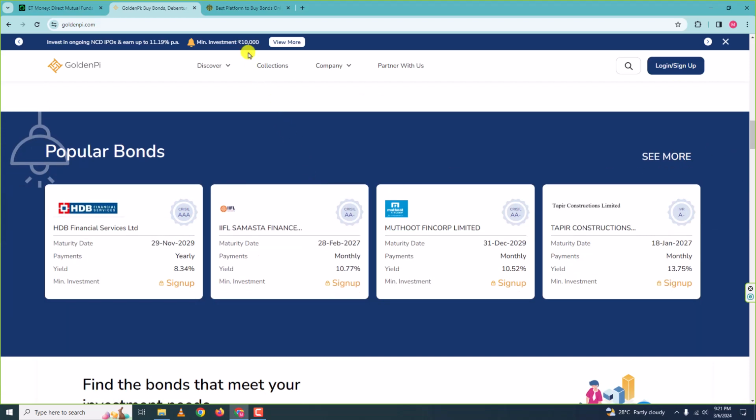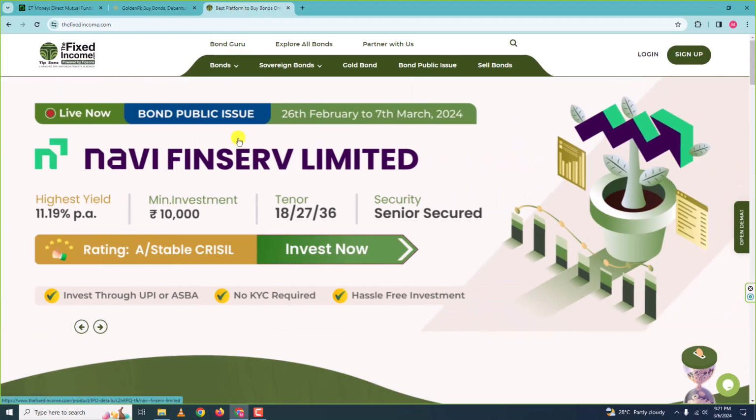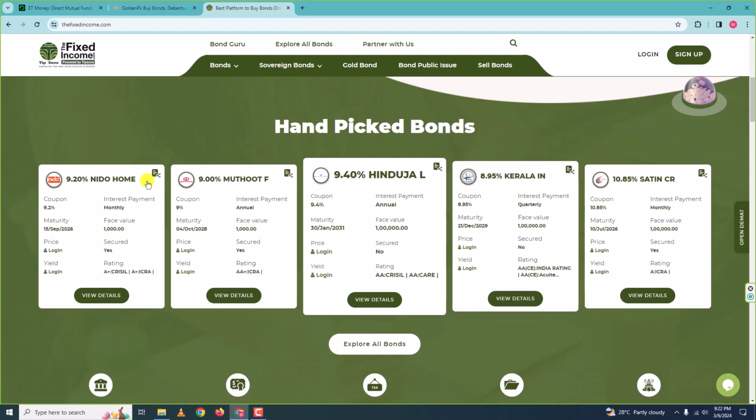Okay, the second website is the fixedincome.com. Once again, you have to create an account here and after that you can buy or sell bonds here. Now let me scroll down and show you the bonds that are available to invest.